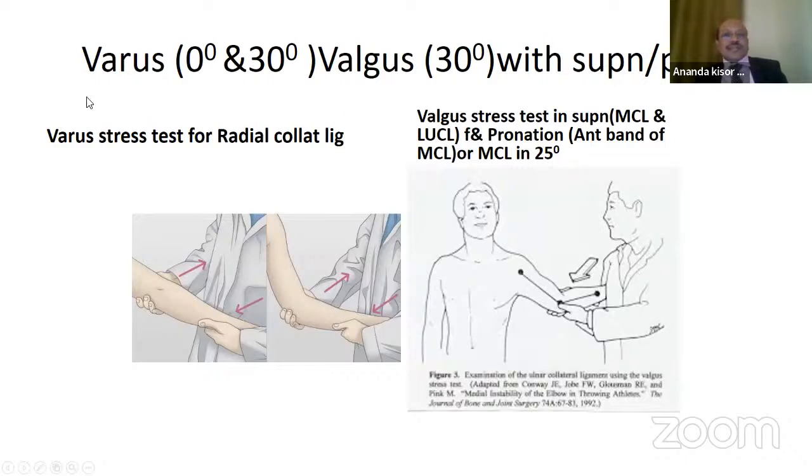Now the varus and valgus test. The varus valgus test can be done in extension as also in 30-degree flexion, in the same manner as you do in your knee joint. If it is unstable in extension, that indicates it is either a bony problem or a capsular problem. But if it is unstable in 30-degree flexion, that indicates a ligamentous problem.